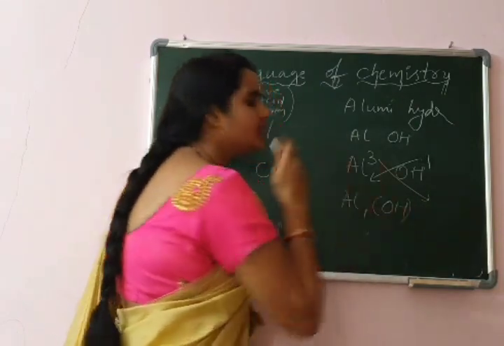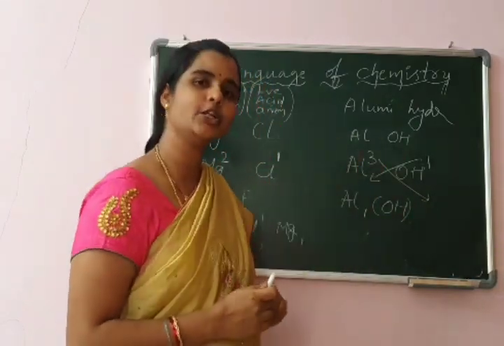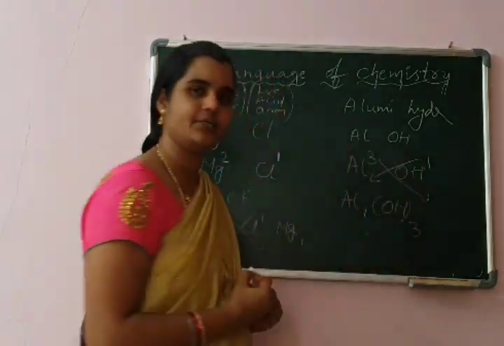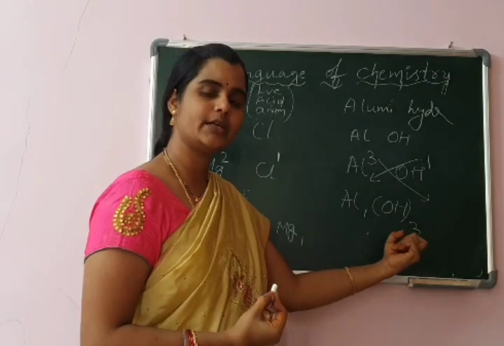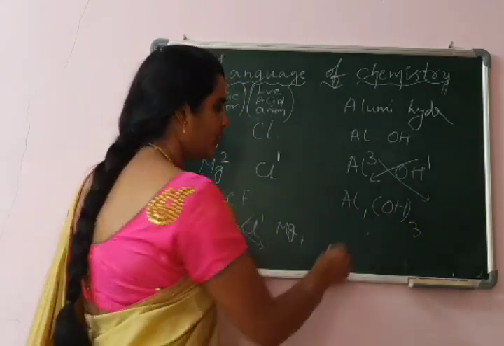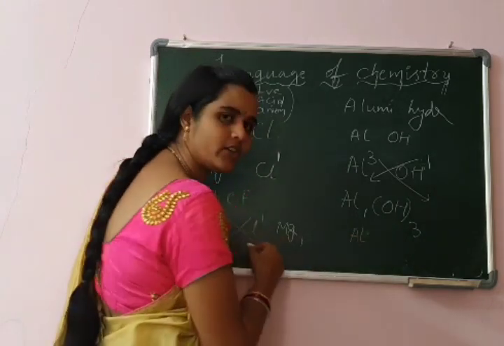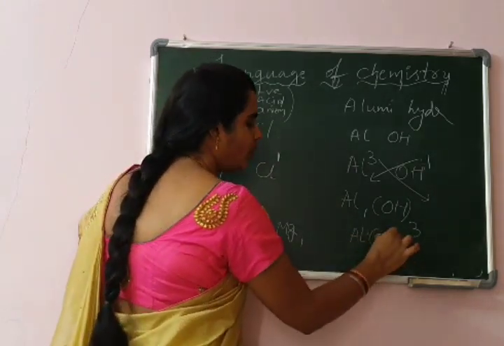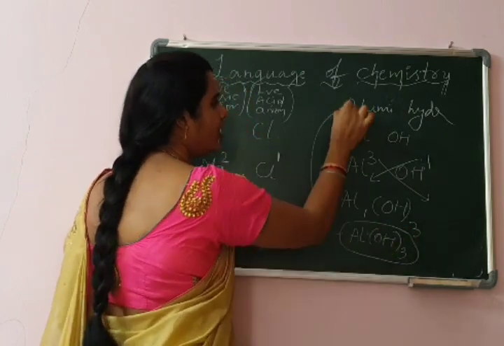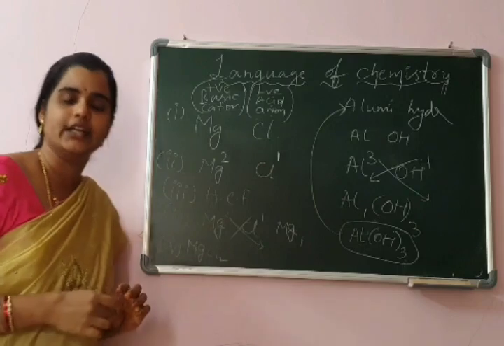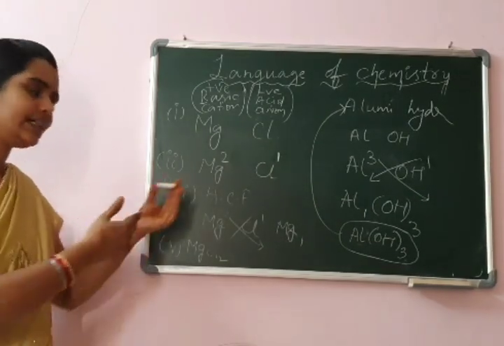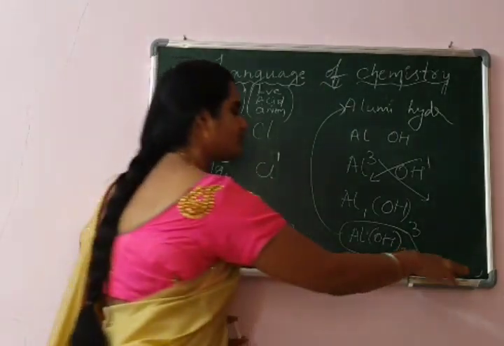Here it is not twice. What is the valency of aluminium? It is 3, so here you will write 3. Then you join them together. You ignore the valency 1. Then what will be the formula for aluminium hydroxide? Al(OH)3. This is the chemical formula for aluminium hydroxide. Okay, let us see some more examples.